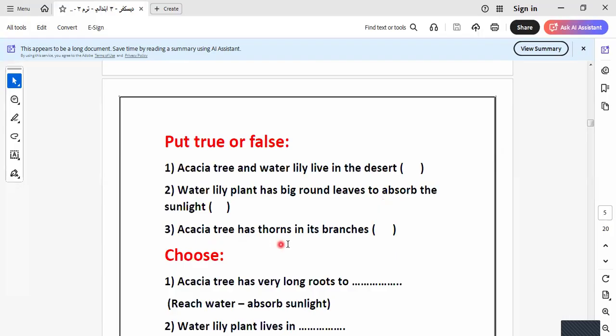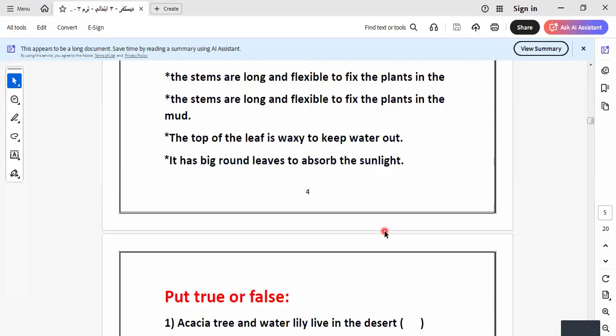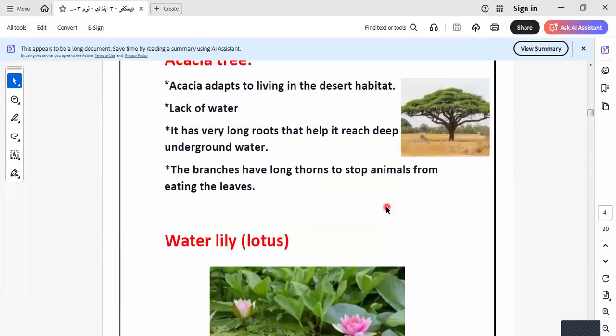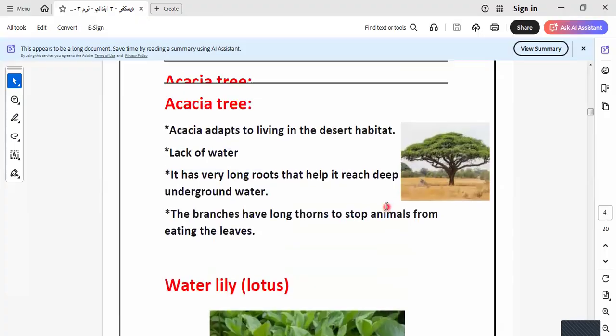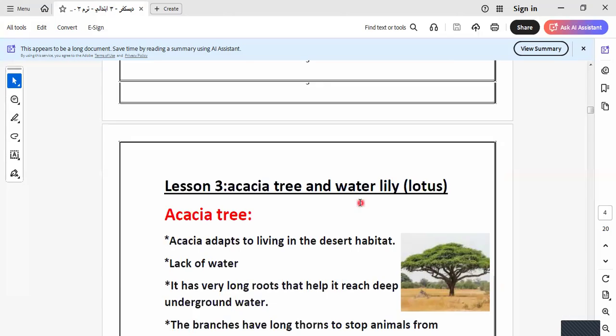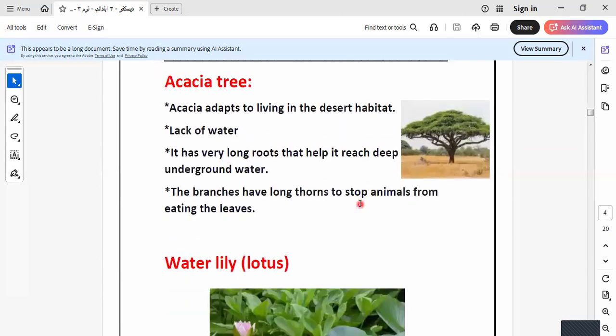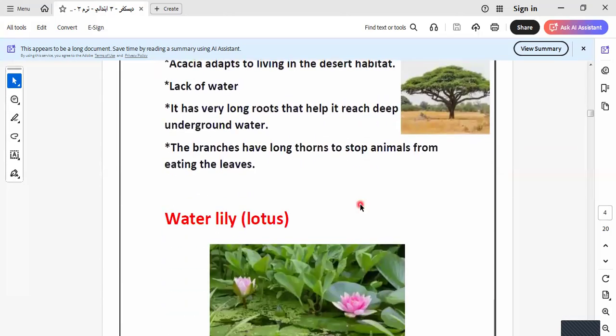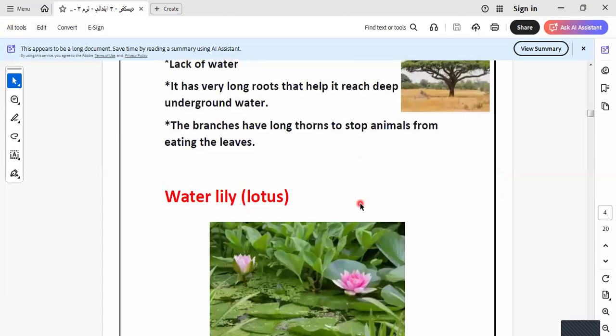Let's go to another one. Acacia tree has thorns in its branches. Yes, it has thorns. Why these thorns? What is the function of these thorns? These thorns are for what? For stopping animals from eating its leaves.